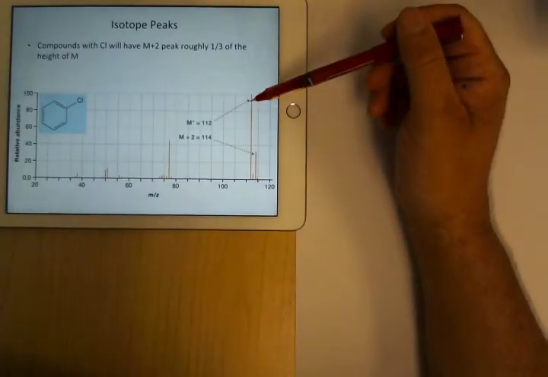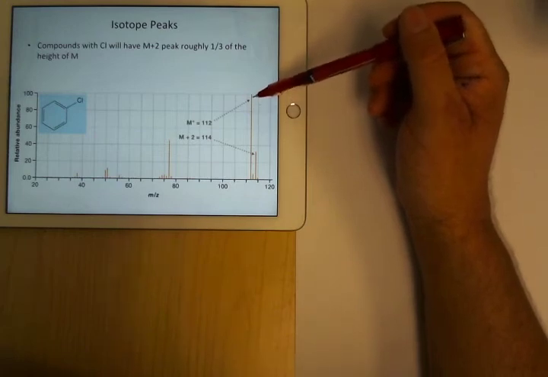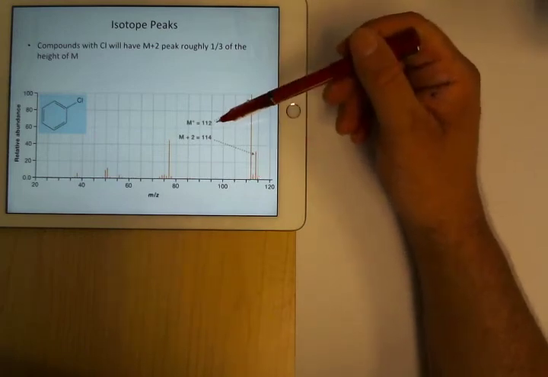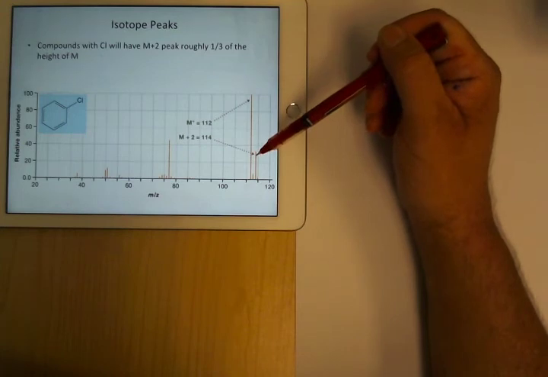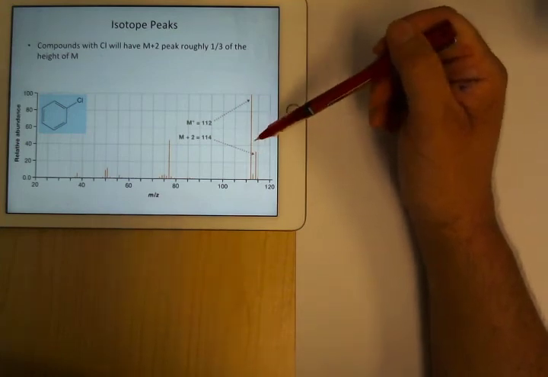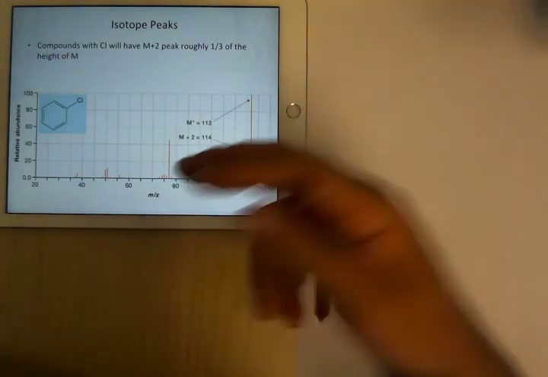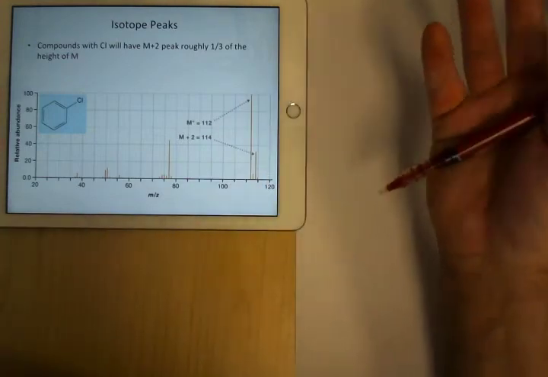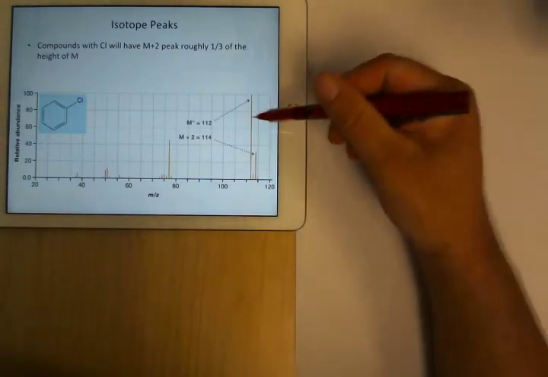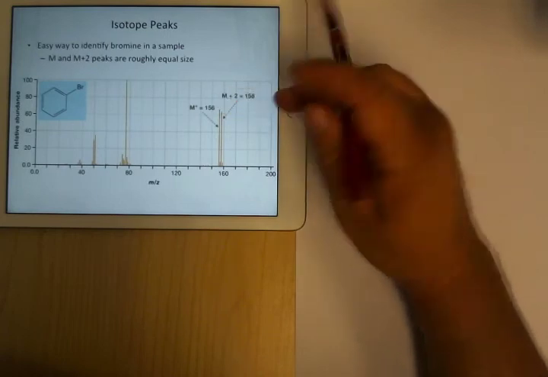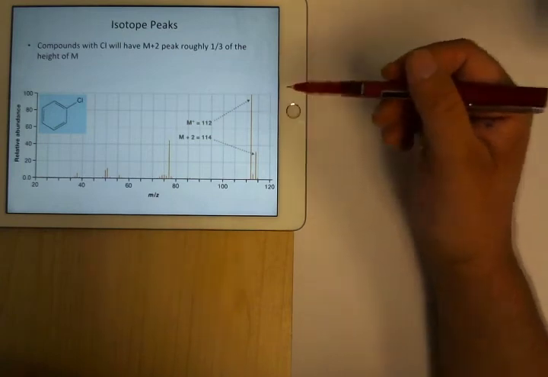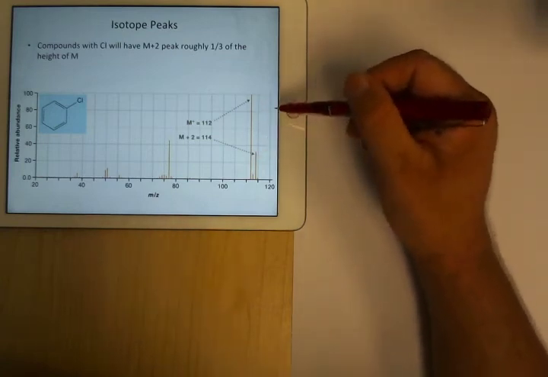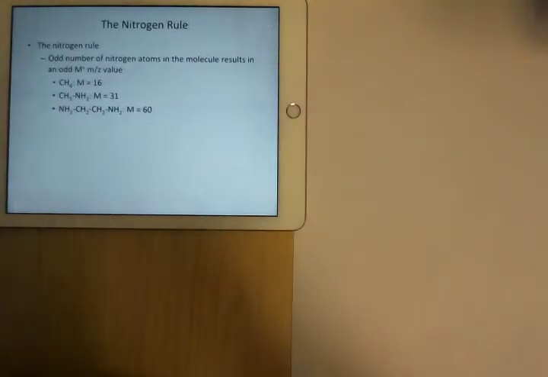With chlorine, 3/4 of your sample is going to have chlorine-35 in it, but the other quarter is going to have chlorine-37. So it's going to be 2 higher, and it's roughly 1/3 the size. This is actually a good test. When you don't know what the compound is, if you see this isotope pattern, you say, ooh, I might have a bromine or a chlorine in there. Those work pretty well.